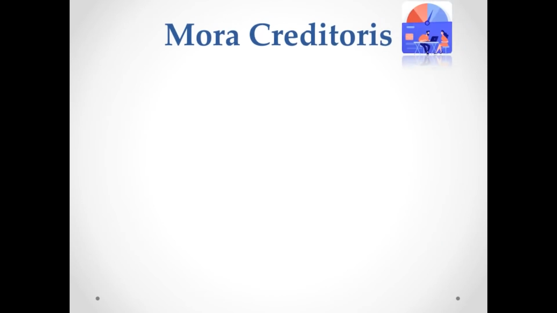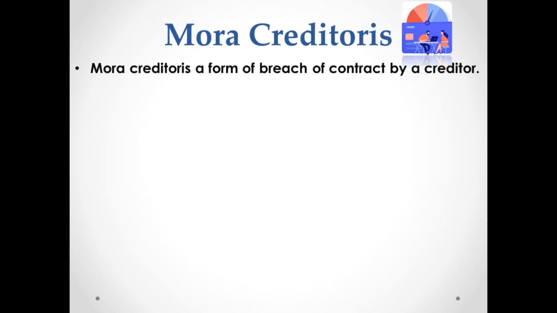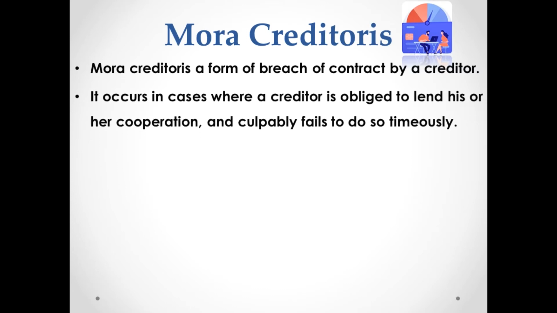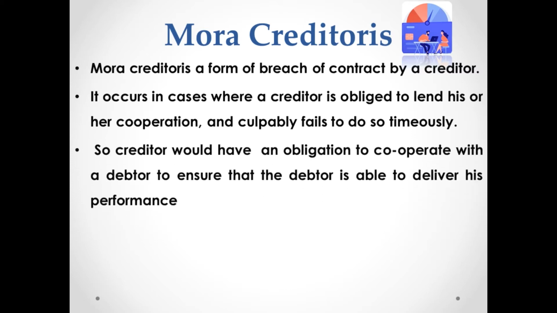Next, we have Mora Creditoris. Mora Creditoris is a form of breach of contract by a creditor. It occurs in the case where a creditor is obliged to lend his or her cooperation to the debtor and fails to do so timeously. The creditor would have an obligation to cooperate with the debtor to ensure that the debtor is able to deliver his performance in time. So if the creditor fails to cooperate with the debtor, we say the creditor is in Mora Creditoris.